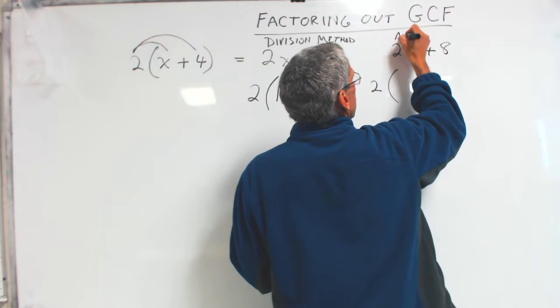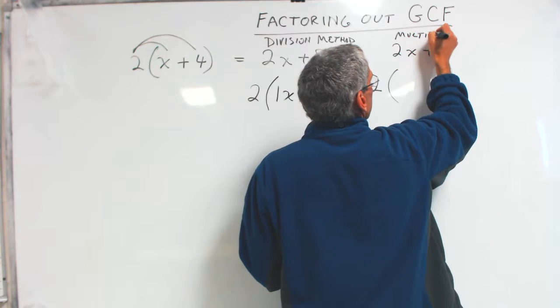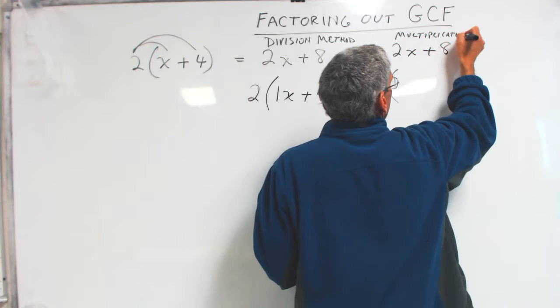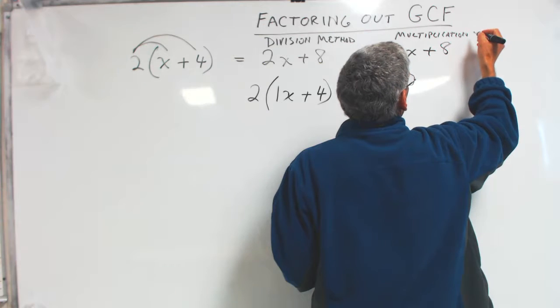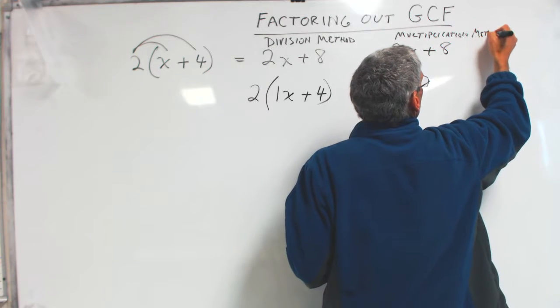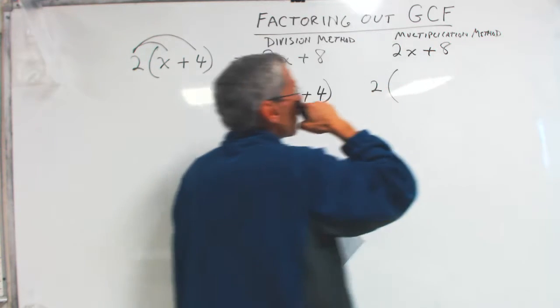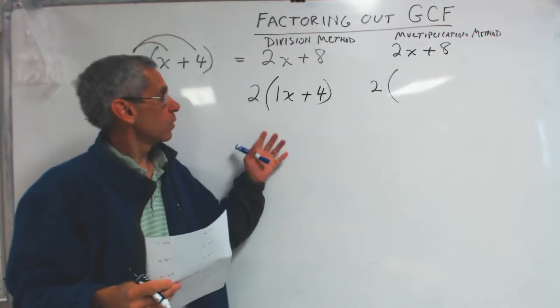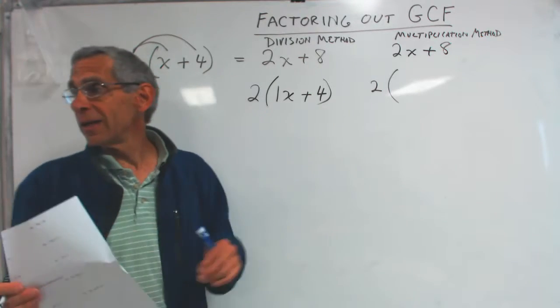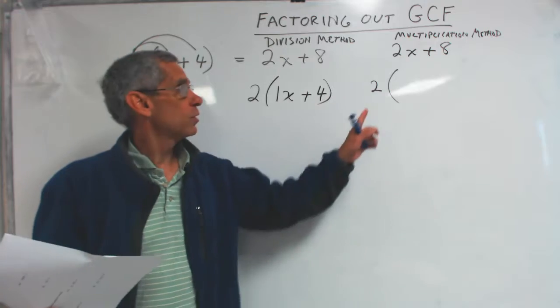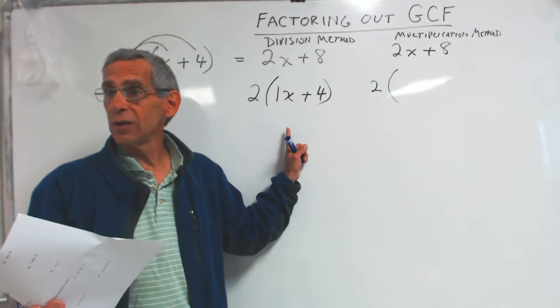And this is going to be called the multiplication method. This is not a typical name, just so you know. This is just me making it up on the spot. I use a combination of the two. Sometimes it's easier to use this method, and sometimes it's easier to use that method.